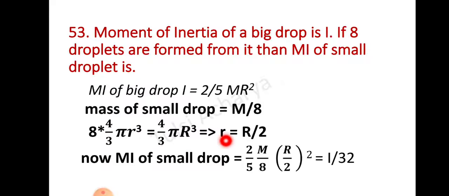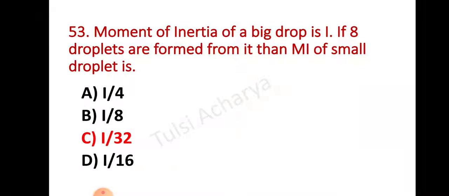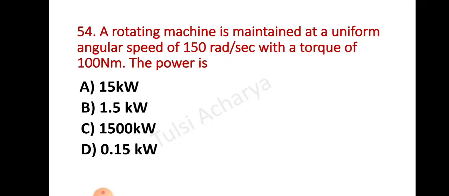From this we get small r is equal to capital R by 2. And in this expression now we substitute our m by 8 and r by 2. By comparing this I with the original I, we get I by 32. So if we convert a big drop into 8 small drops, our moment of inertia will be 32 times less than that of the original moment of inertia. Option choice is C. Now let's move to question number 54.